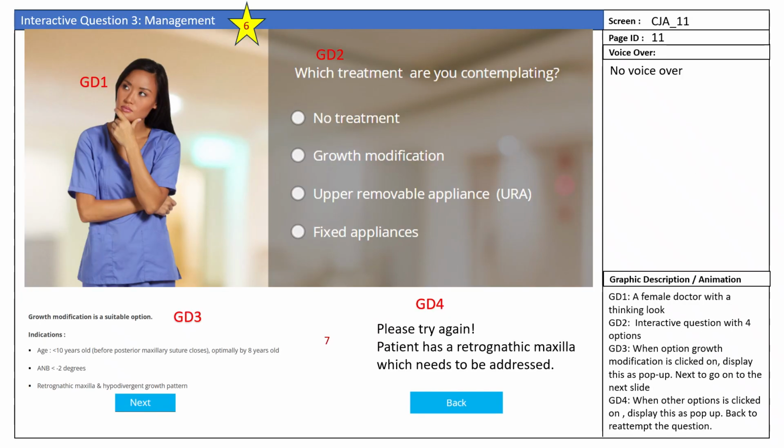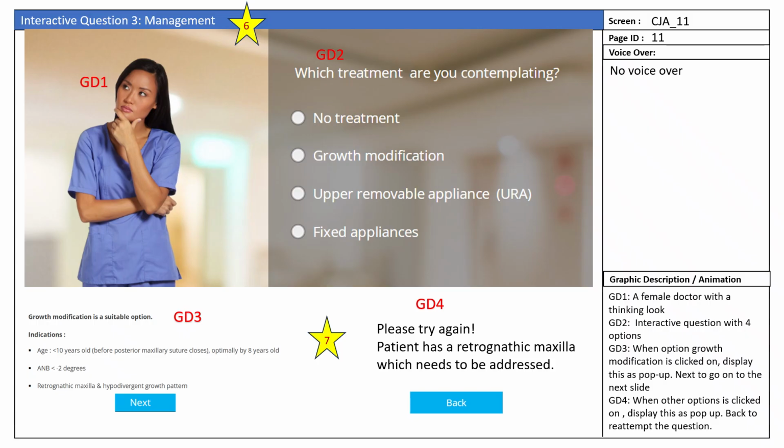The management section uses another interactive question that asks learners to select the most appropriate treatment option, aligning with Gagne's 6th event, which is eliciting performance. Learners are encouraged to apply what they have learned through interactive questions. Correct answers are reinforced with positive feedback, while incorrect answers prompt re-attempts.